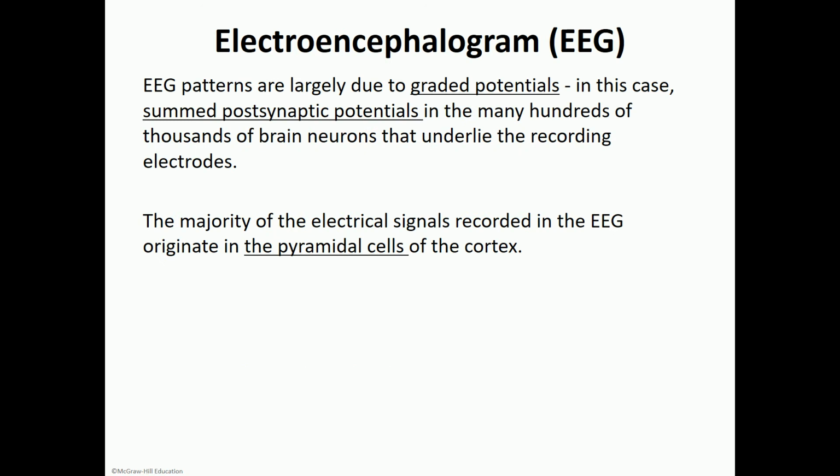So what are we picking up? We are really picking up mostly graded potentials. Even as you are recording the EEG, the patient isn't really doing anything. They're lying still, but you're still picking up signals from the brain, and they're mostly not action potentials. The majority of what you're picking up are actually graded potentials, summed up to give you these summed postsynaptic potentials. And the majority of the electrical signals that you see are coming from what are known as the pyramidal cells of the cortex, and these are motor cells. These are giving orders to the different parts of the body.